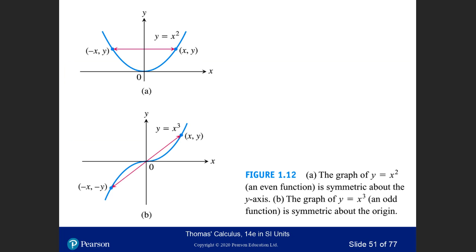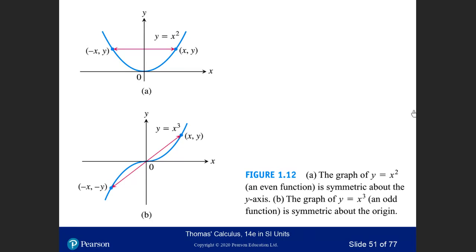Okay, let's look at this now. This function is symmetric about the y-axis, as you can see. Y is equal to x squared. It's symmetric about the y-axis, and as you can see, it's an even function. Y is the same for x and minus x. So y is equal to x squared is a good example of an even function.